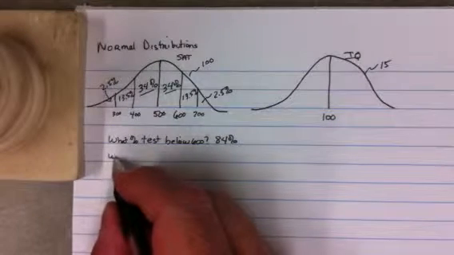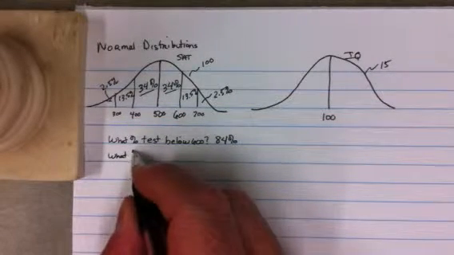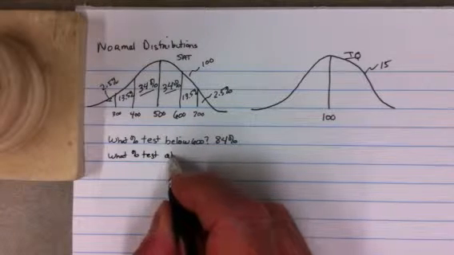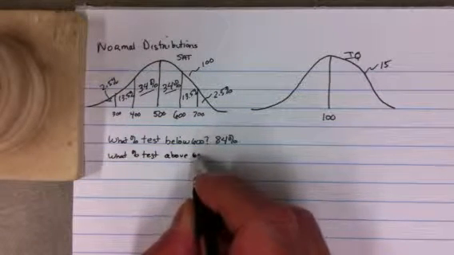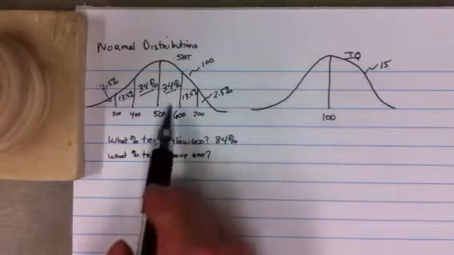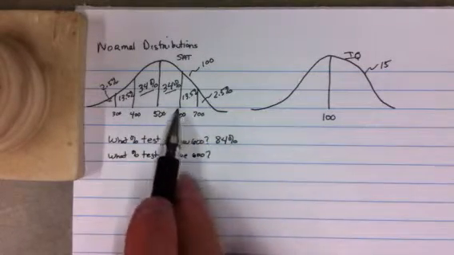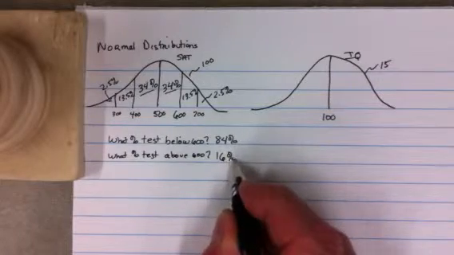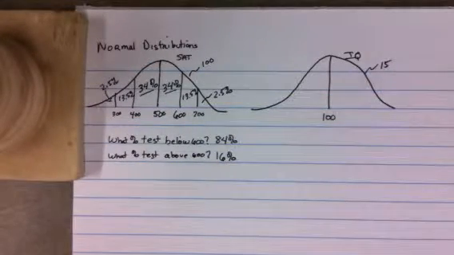You might say, well, what percentage tests above 600? Well, if 84% is below, we know that the total has to be 100%. So that would mean that 16% test above.